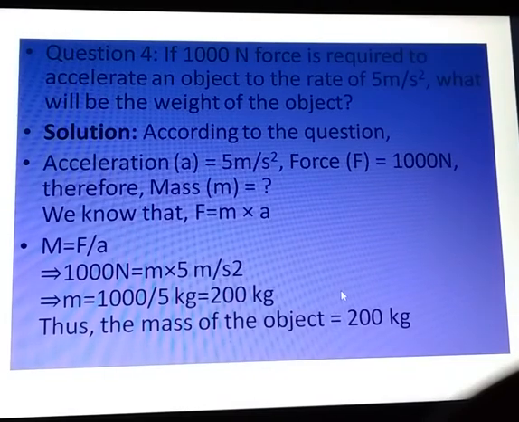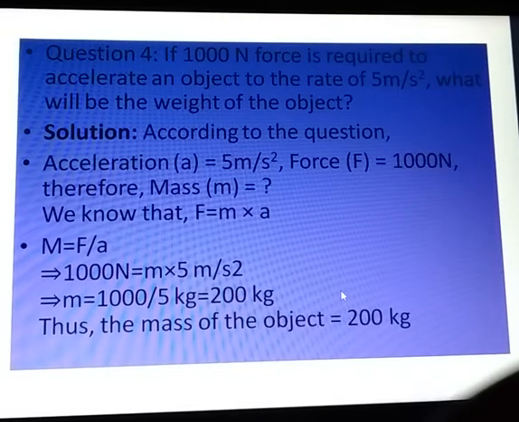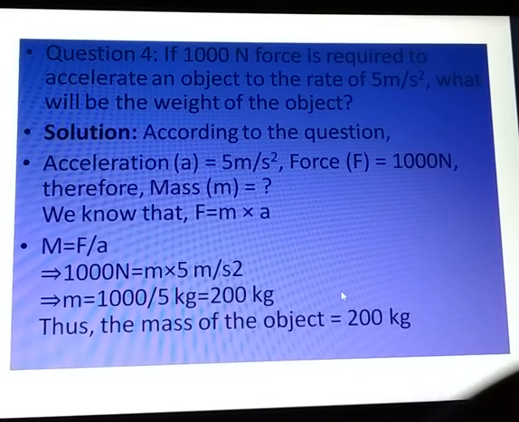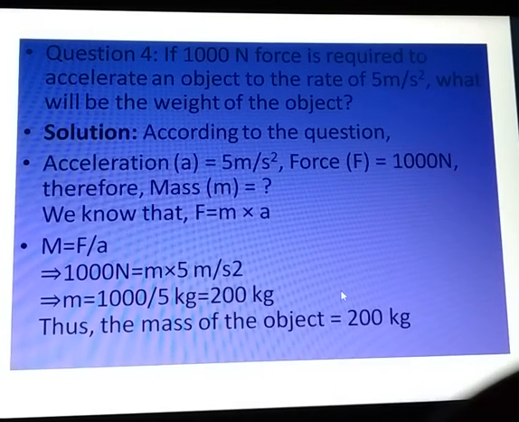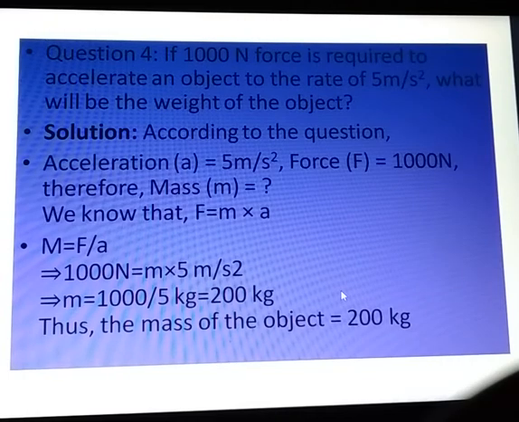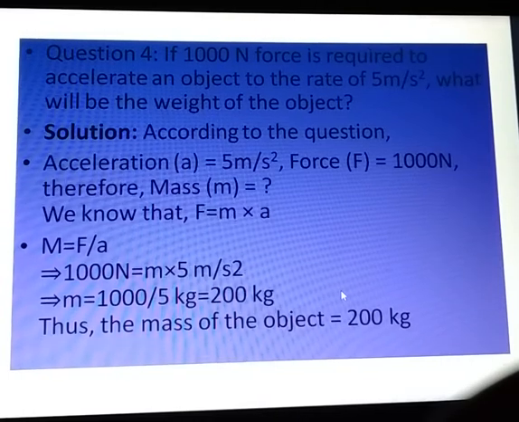Now dear students, we will discuss questions related to force. We have already discussed in the second law of motion, force is equal to mass into acceleration. Again, in this type of question, we have to notice that all quantities should be in SI units. The SI unit of force is Newton, the SI unit of acceleration is meter per second square, and mass is in kg.